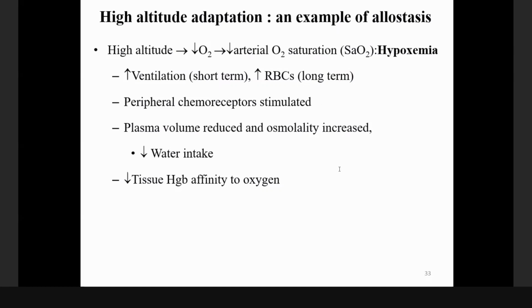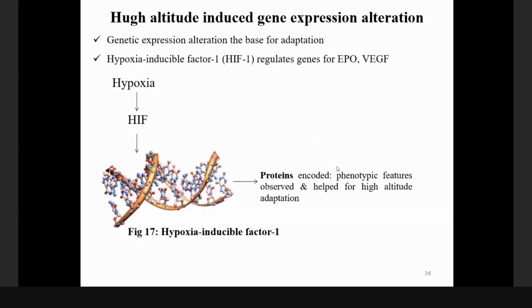Reduced hemoglobin (HGB) affinity to oxygen in the tissue. I mean that hemoglobin is the protein that carries oxygen from your lung into the tissue. When hemoglobin reaches the tissue, it is expected to release oxygen into the tissue. So if the affinity of hemoglobin to oxygen gets less, more oxygen is going to be released into the tissue. So these are some of the changes made in our body when we are exposed to higher altitude.